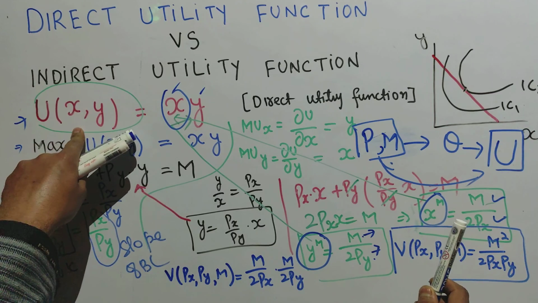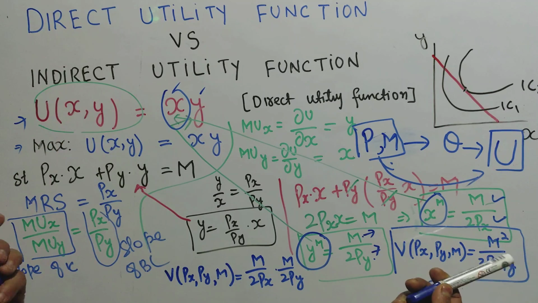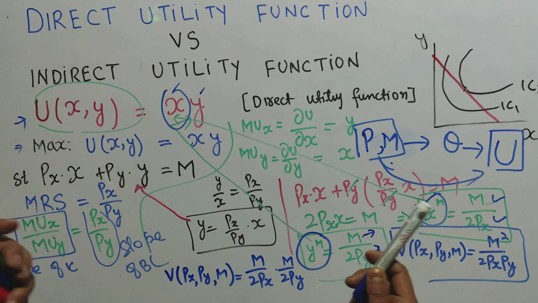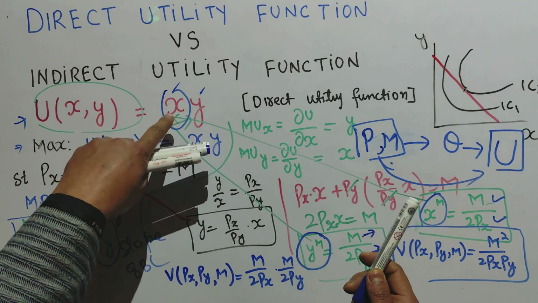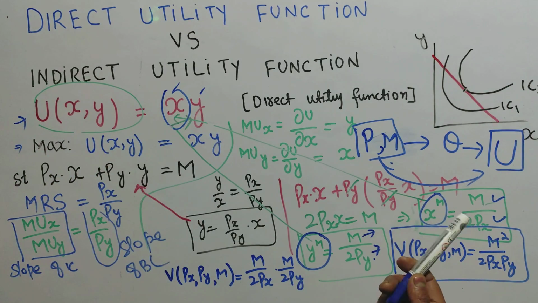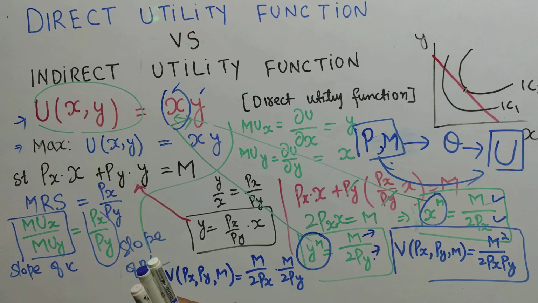This is called a direct utility function because the utility depends upon the quantities of good x and y we consume, but the quantities of x and y in turn depend upon the income and the prices, and this we call the indirect utility function.